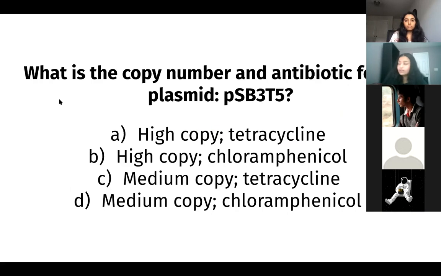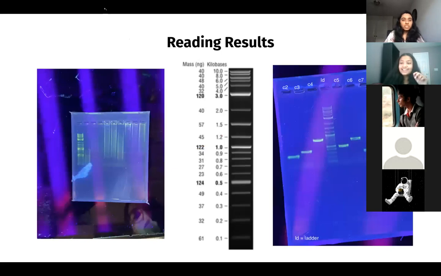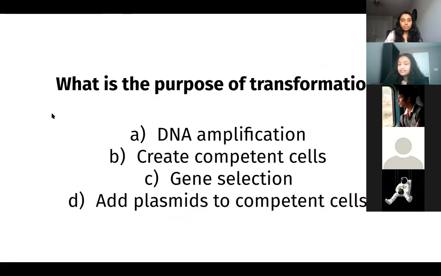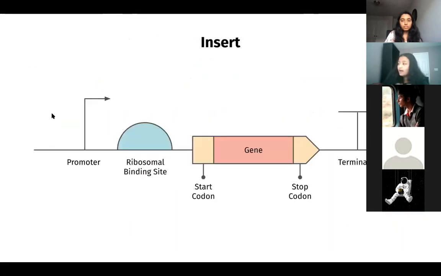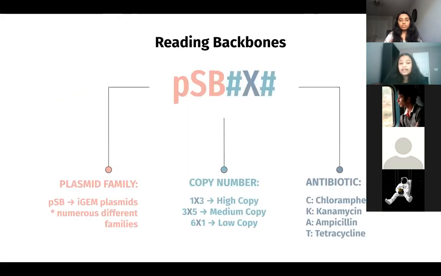And then the second question we asked was, what is the copy number and antibiotic for this plasmid? So we're seeing two answers for this one. Some of you are putting A and others of you putting C. So C was the correct answer. Sorry, I'm going to go back to that slide. Okay. So good that everyone knew that yes, T does stand for tetracycline. Good on that. But 3T5 means that it is a medium copy. 1x3 would be high copy and 6x1 would be low copy. So just keep that in mind.